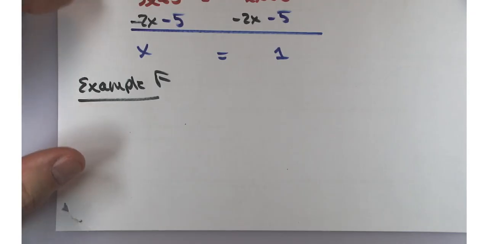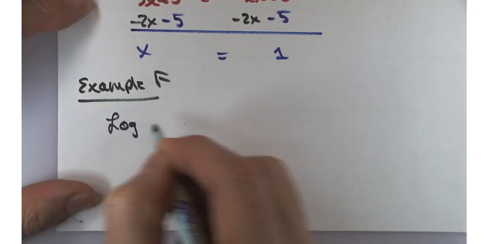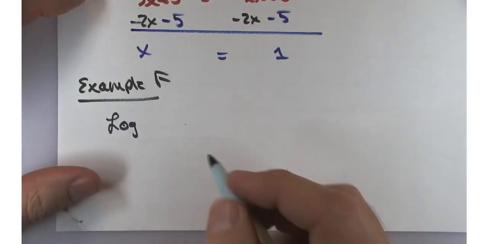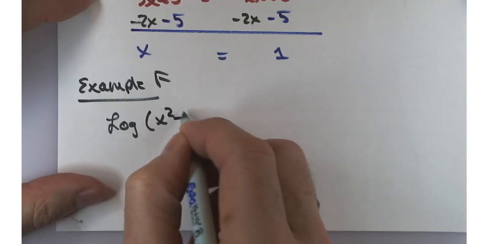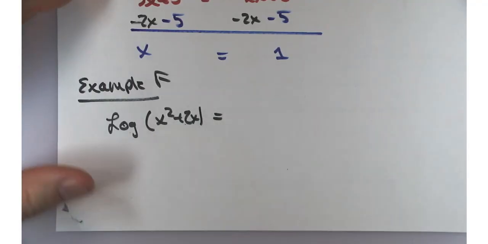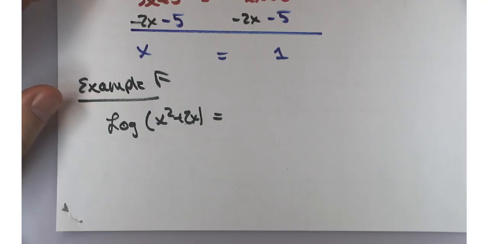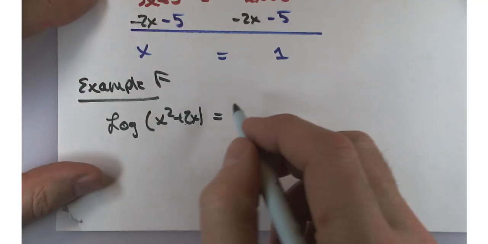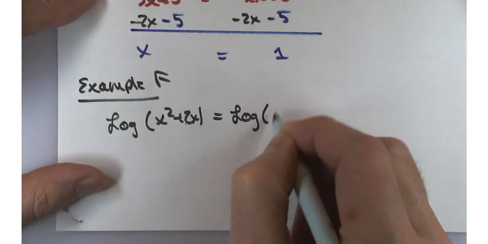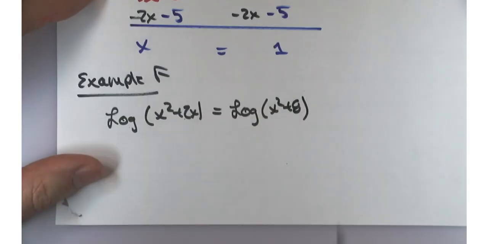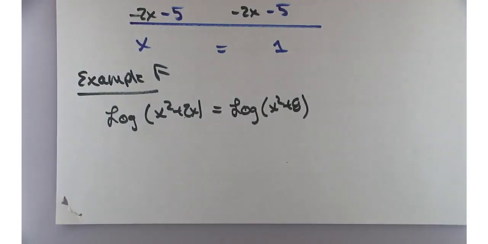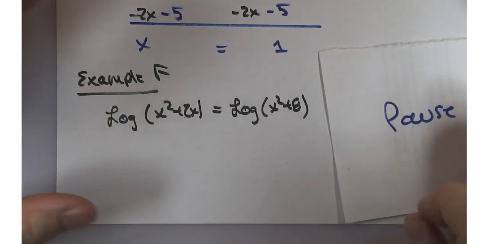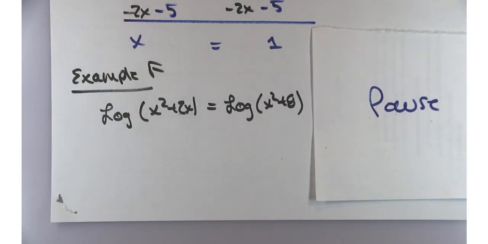Log of x squared plus 2x equals the log of x squared plus 8. Why don't you see what you can do with this one? If you're watching this at home, then pause the video, unpause it after you've answered it, but see what you can do.